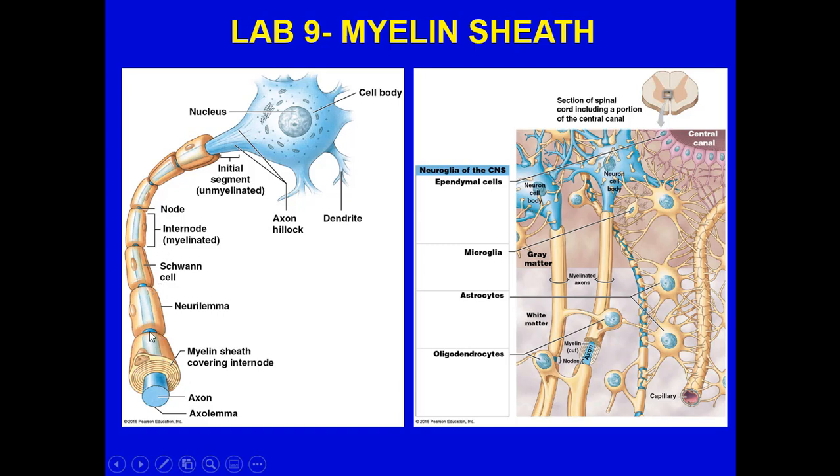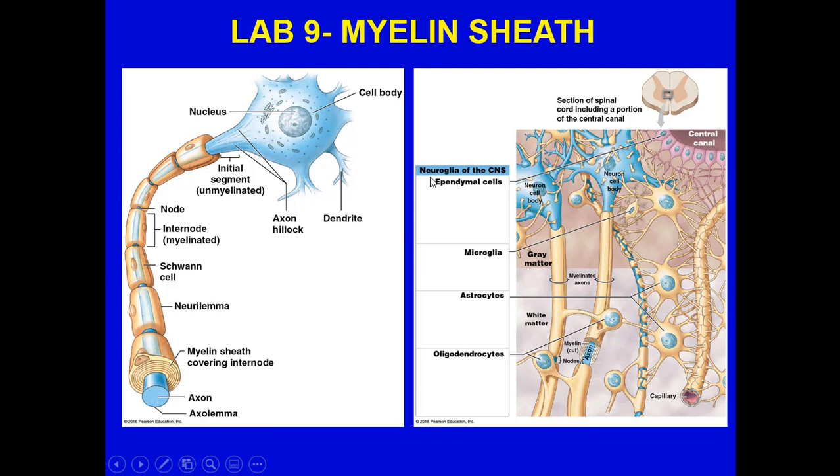Every place that's not myelinated is known as the node of Ranvier. Okay? You're not going to get myelination at the initial segment; that's unmyelinated. Here's the axon hillock. Here's the nucleus, the cell body. Okay? Now, let's get some clarity here also.